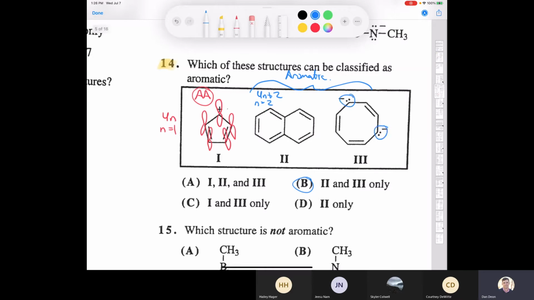But here, if you put both of these lone pairs in a p orbital, if these were in unhybridized p orbitals, then you would have a continuously overlapping system of p orbitals. Forgive me for my artistry here. Then you have a complete conduit, and you have a Huckel number. You have a total of 10 pi electrons. Let me prove it to you. You've got 1, 2, 3, 4, 5, 6, 7, 8, 9, 10, which is a Huckel number. And so number 3 is also aromatic.